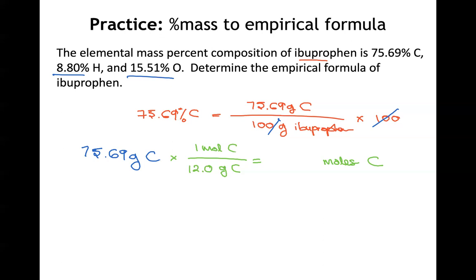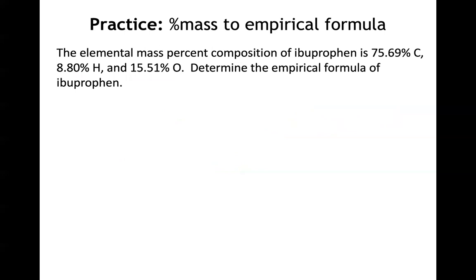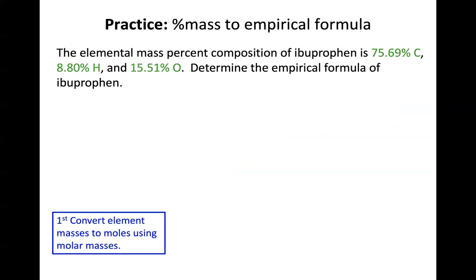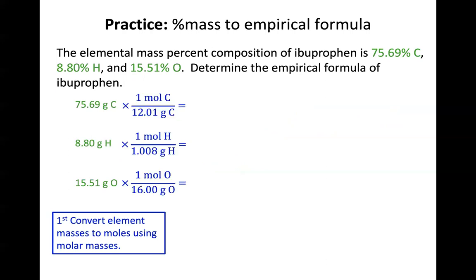So let's actually take a look at how we do it, right? So we're given the mass percent composition. So we're going to convert the element masses into moles, and we're going to do that by looking into its molecular weight, right? And then that would give us the moles of each atom, right?